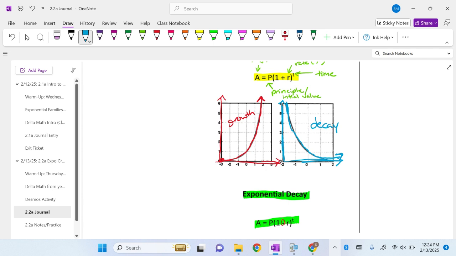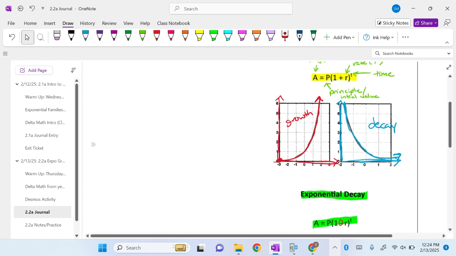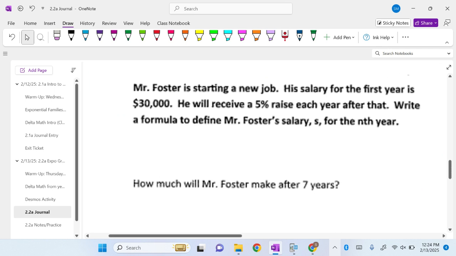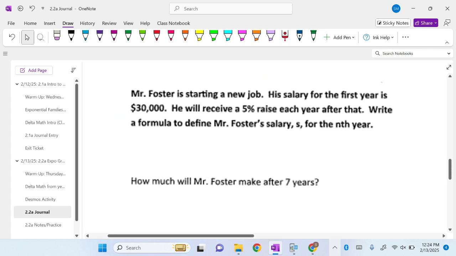Now, let's put that into practice for a couple of examples. So look at this first example here. It should say, start with Mr. Foster. It should be the first problem in the top left corner on the inside. So, Mr. Foster is starting a new job. His salary for the first year is $30,000. He will receive a 5% raise each year after that. Write a formula to define Mr. Foster's salary for the nth year.